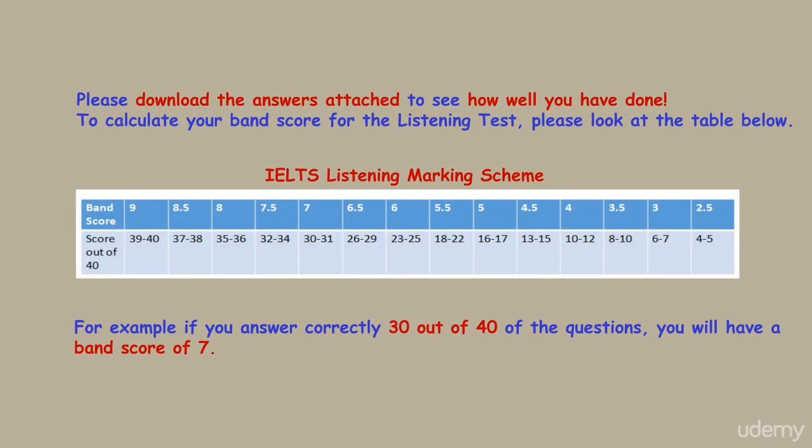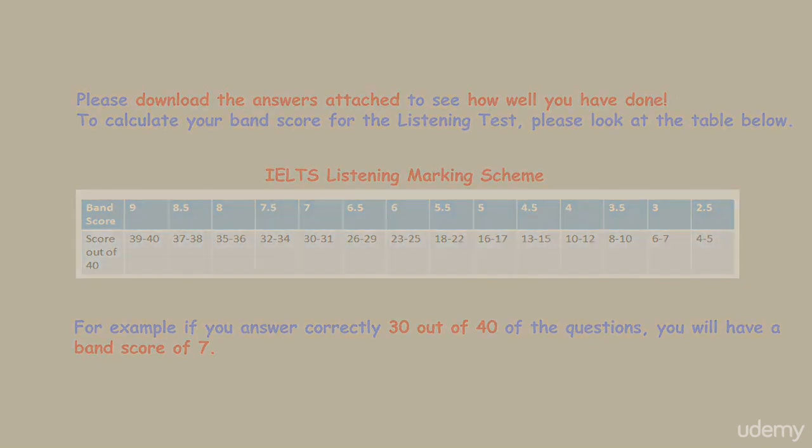Now that you've completed the practice test, download the answers attached to see how well you have done. To calculate your band score for the listening test, please look at the table below. If you answer correctly 30 out of 40 of the questions, you will have a band score of 7.